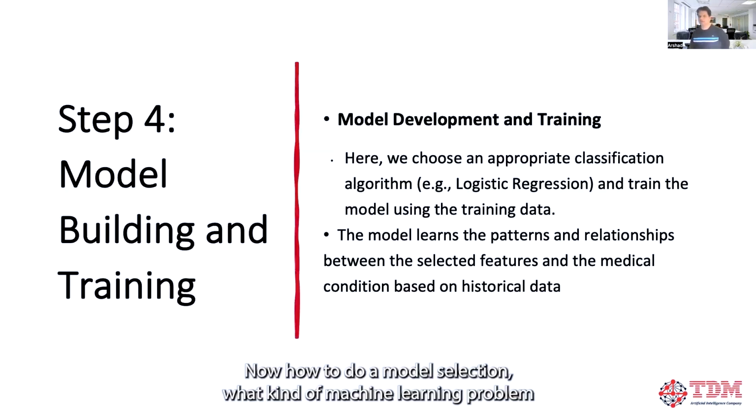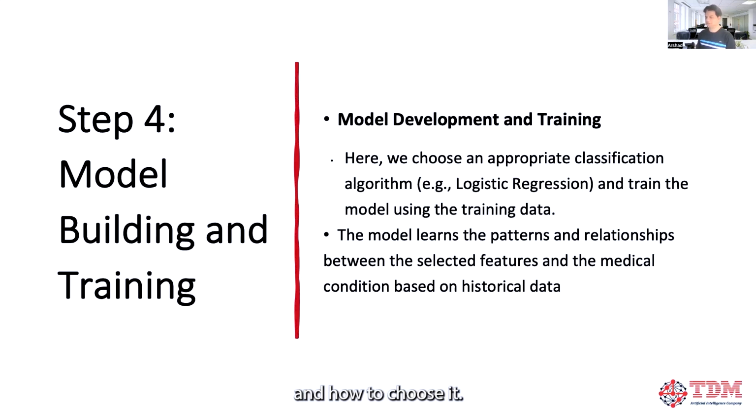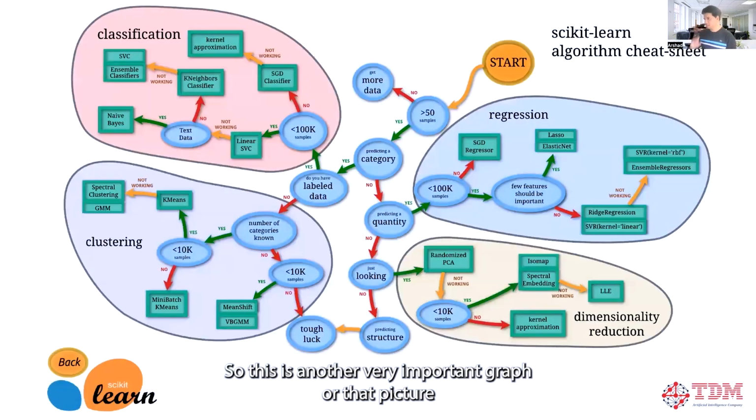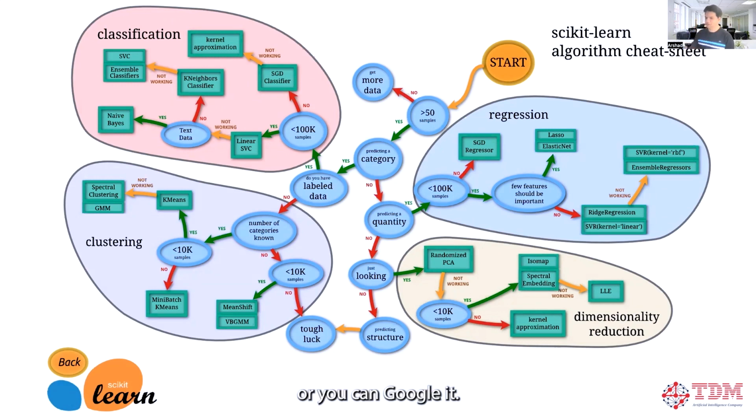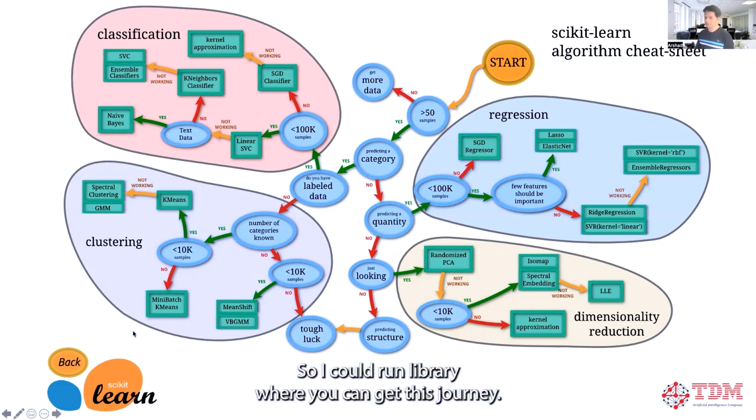Now, how do you do model selection? What kind of machine learning problem do you have, and how do you recognize it and choose accordingly? This is another very important graph or picture. You can take a cell phone picture if you are new to the machine learning world, or you can Google it, scikit-learn library, where you can get this journey.